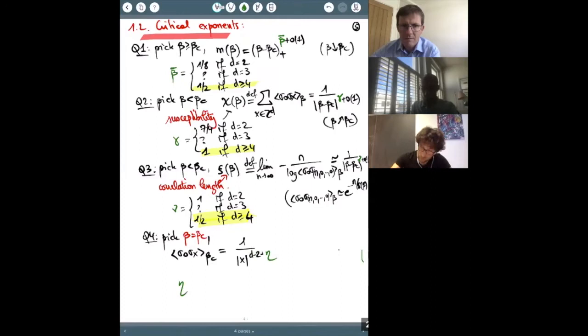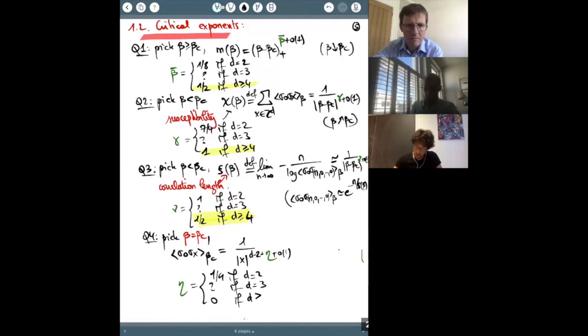Which is 1/4 if d is equal to 2. Again, no clue in dimension 3 except some numericals. And it's 0 if d is larger or equal to 4. Okay? So by the way, I'm going to get back to that in the remarks in the next slide, but this d larger or equal to 4, this exponent being 0, is going to be absolutely crucial, and we really want to understand what that means. Okay, so these are the statements of the different quantities.